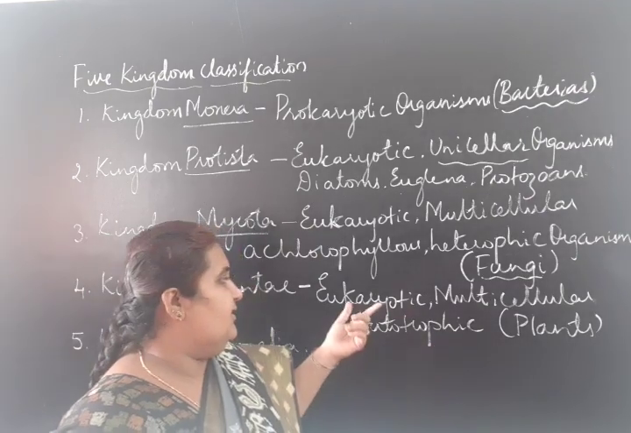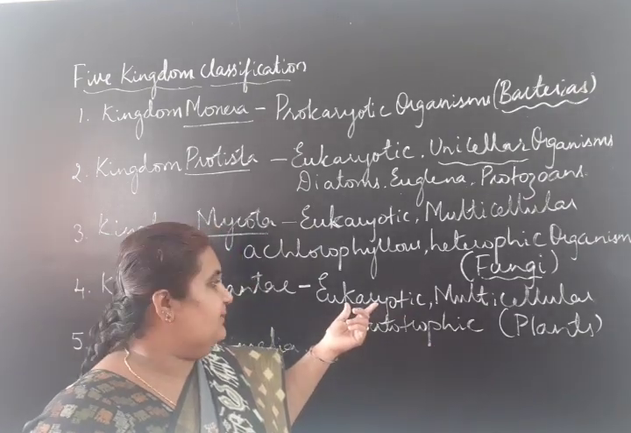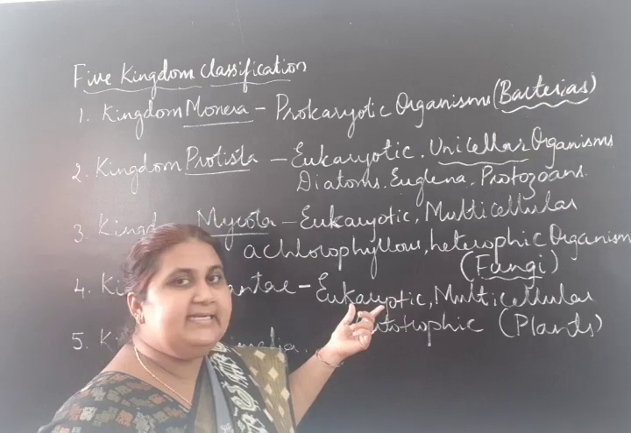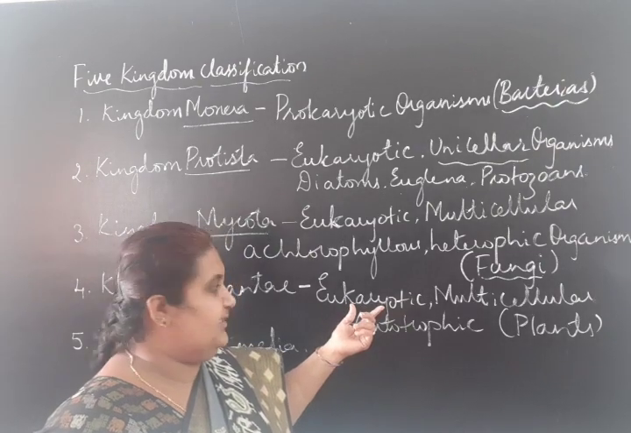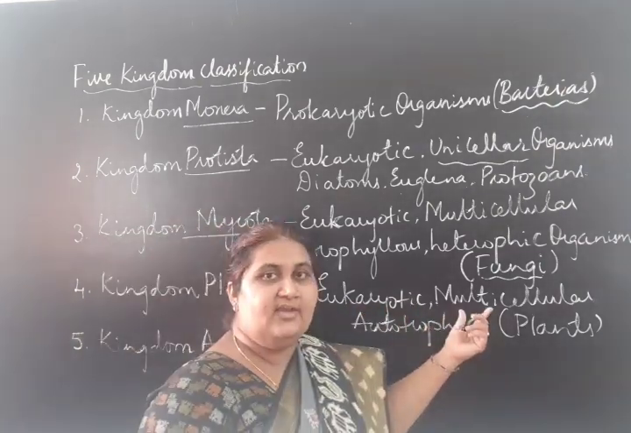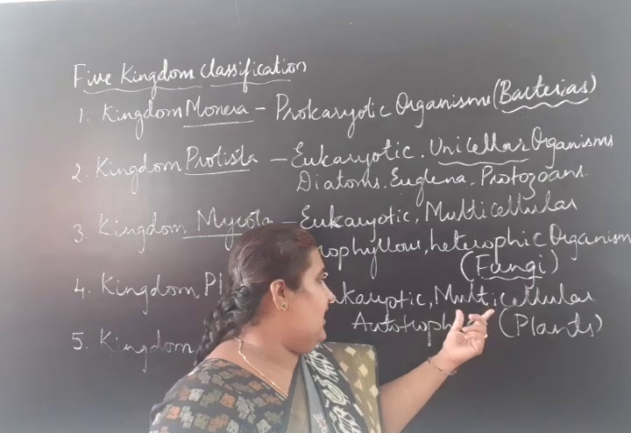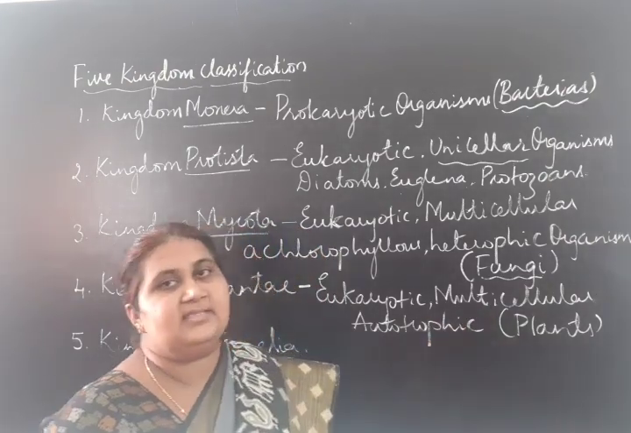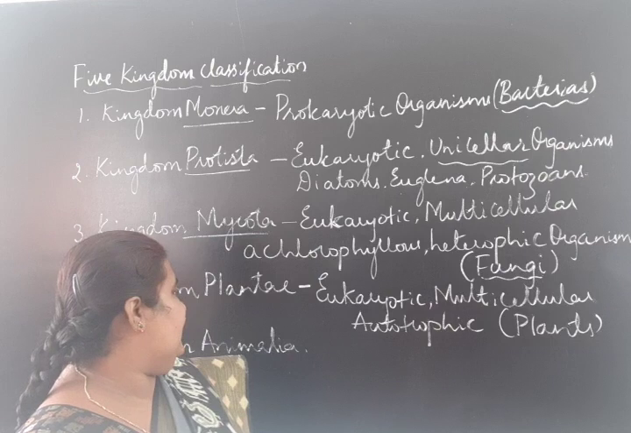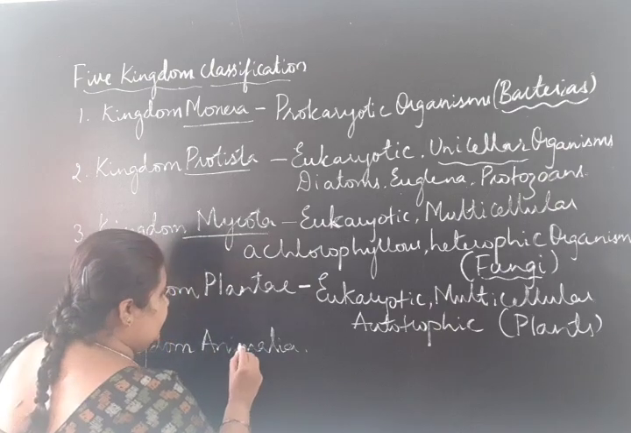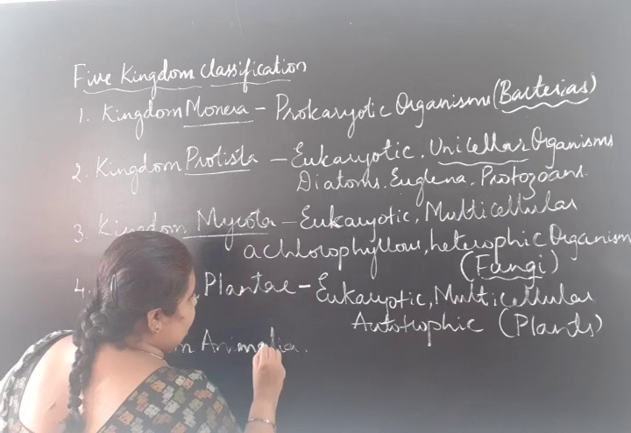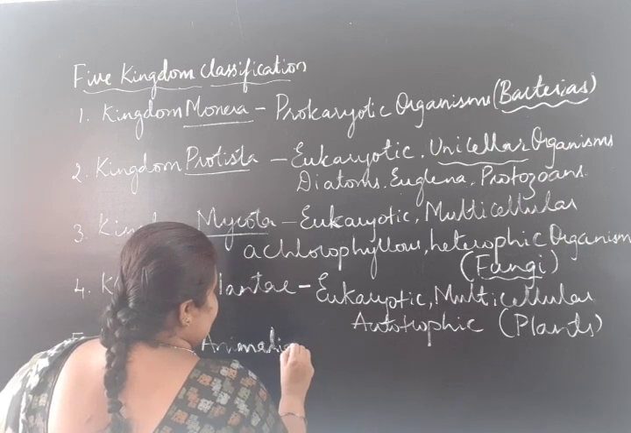Plants are what type of cell structure do they comprise? It is eukaryotic. Body organization: they are multicellular. Mode of nutrition: they are autotrophic. And kingdom Animalia includes animals.